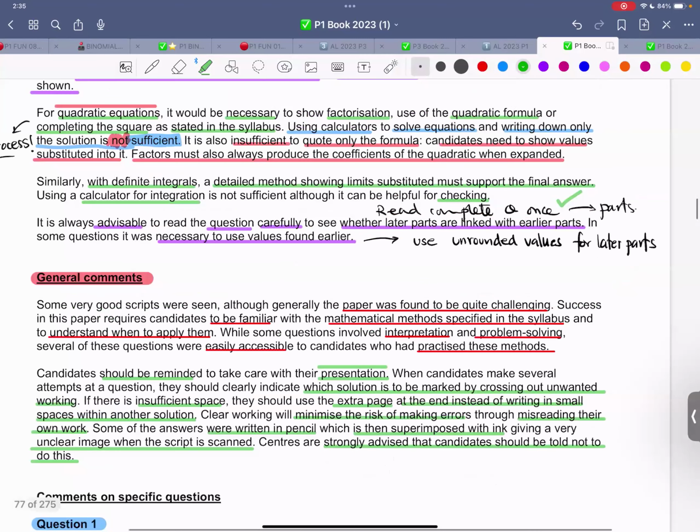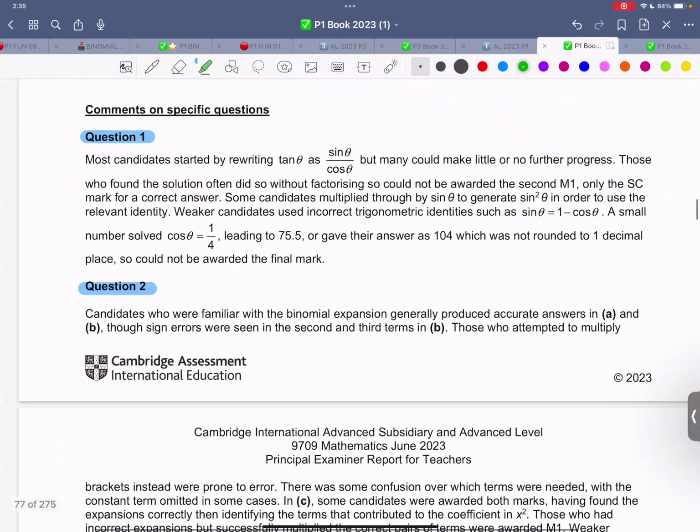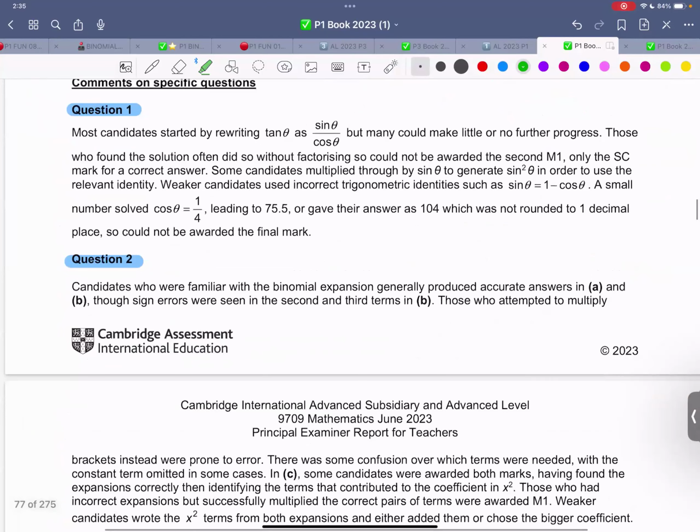Be confident, have a good practice. That is what mocks are for. Now let's go to each particular question.